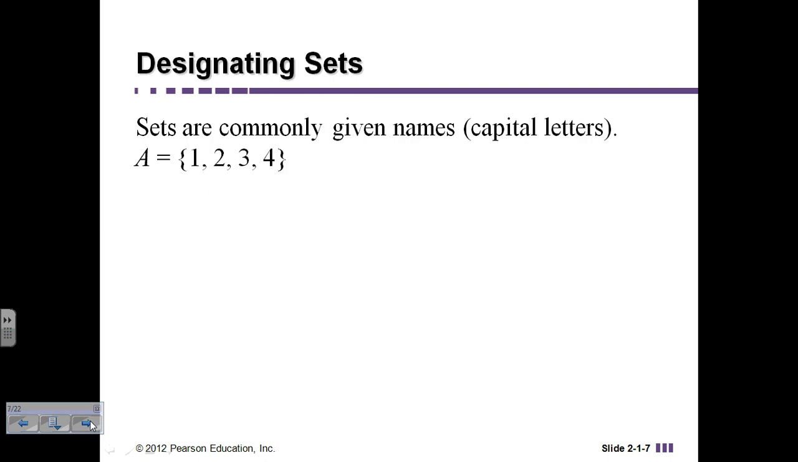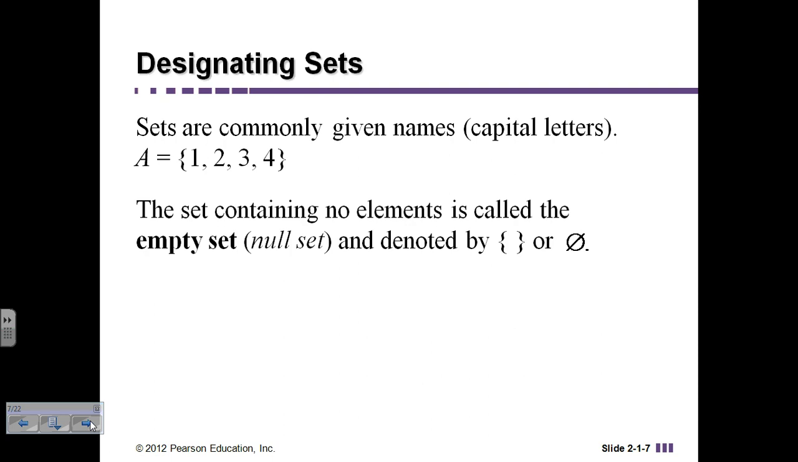Sets are usually given names, usually capital letters such as A, B, C, or D. In this example, we have a set A that is comprised of the elements 1, 2, 3, and 4. We always use curly brackets for sets. Don't use parentheses or square brackets when you're representing your sets.